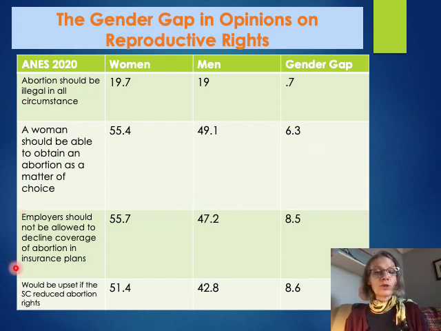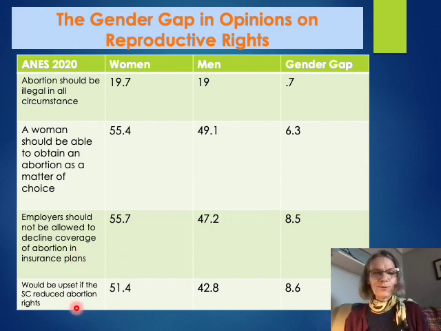Here is the question: employers should not be allowed to decline coverage of abortion in insurance plans, right? So this is basically saying, nope, if you offer an insurance plan, you've got to cover abortion. 55.7% of women say yep, insurance plans from employers should cover abortion, and 47.2% of men say that it should. Again, kind of a gap, just informational, right? I'm not sure what we want to conclude from that, but when it comes to mandating that employers cover abortion costs, there is more support from women than men.